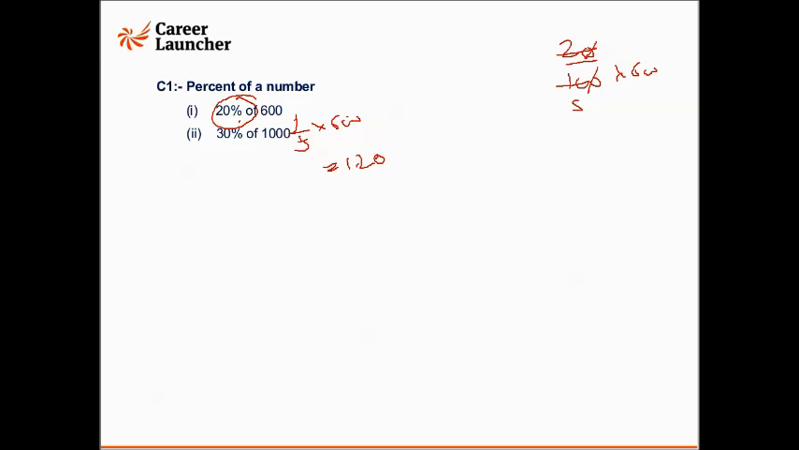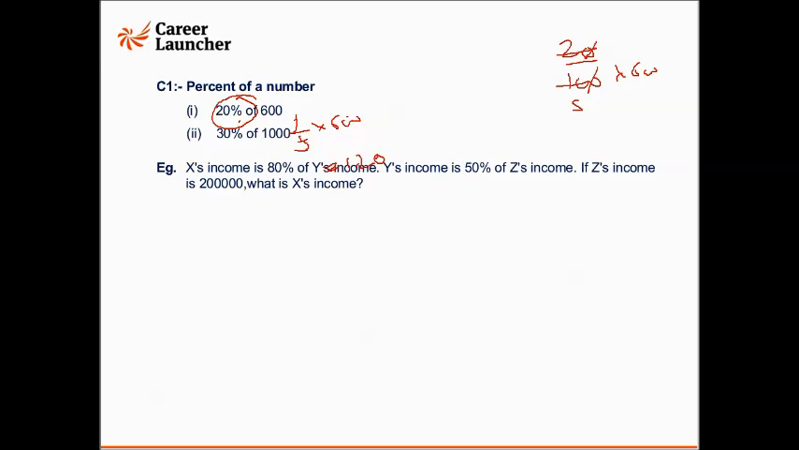30% of 1000, 30% is nothing but 3 by 10, and 3 by 10 of 1000 is 300. Correct? So my answer is 300. Now take this example.